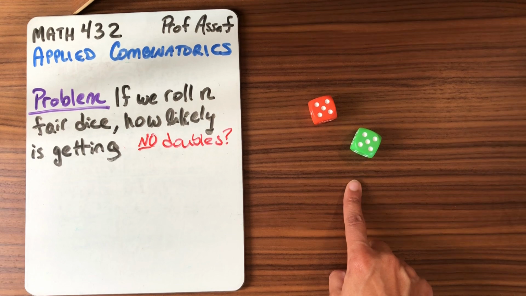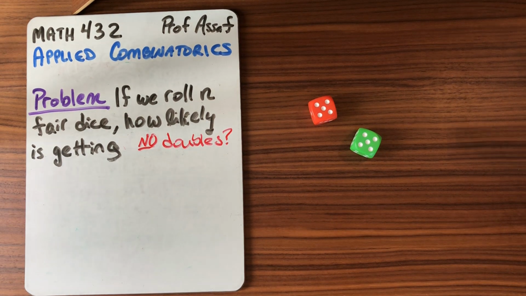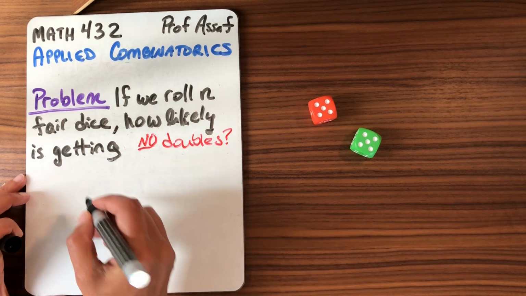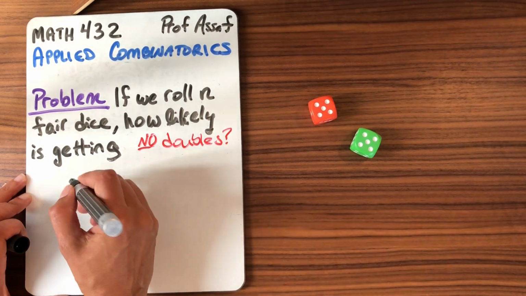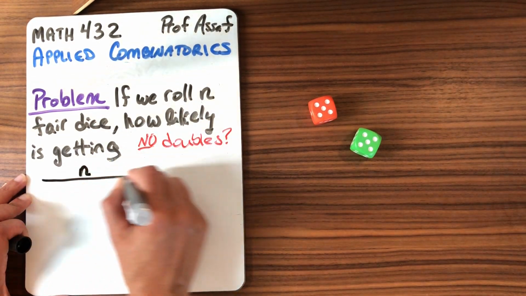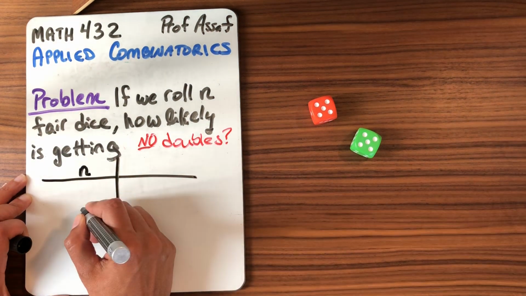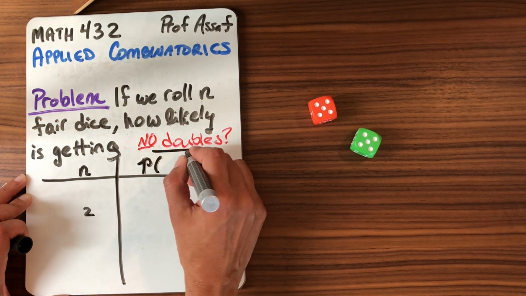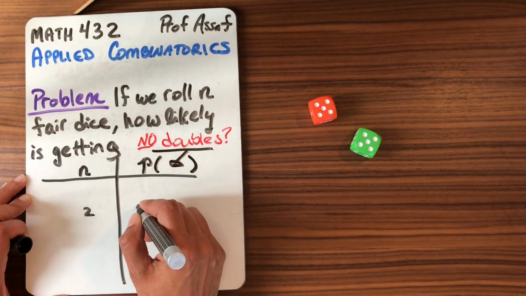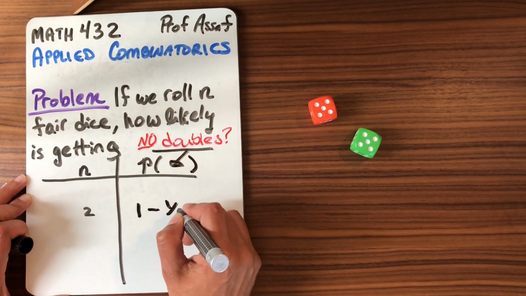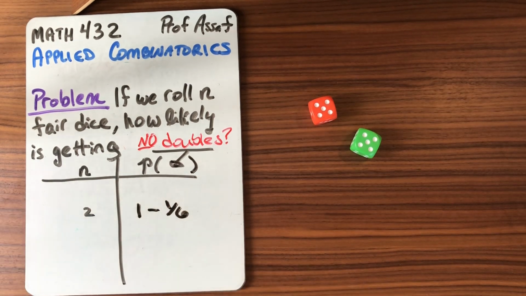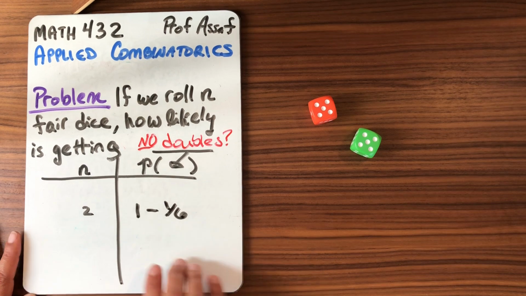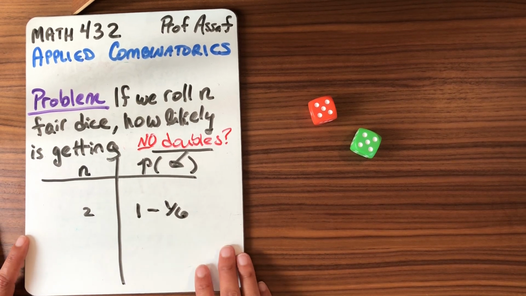So we saw last time we computed that the probability of getting a pair of doubles was 1/6. So we can use a basic fact of probability, and we know that for n equal 2, the probability of no doubles is going to be 1 minus 1/6. The probability of not x is 1 minus the probability of x. So, okay, that's great. So we've got our chart started.